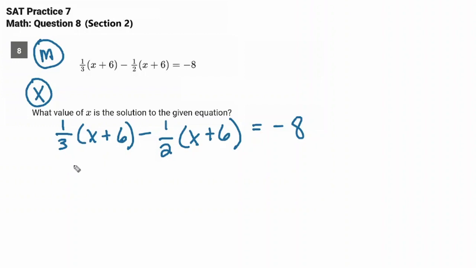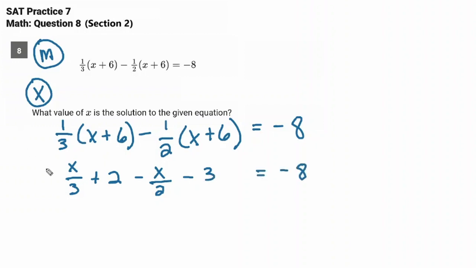So 1/3 times x, that's x over 3. 1/3 times 6, that's 2. Minus half times x, that's x over 2. Here's a landmine. Negative half times 6, that is negative 3, equals negative 8.